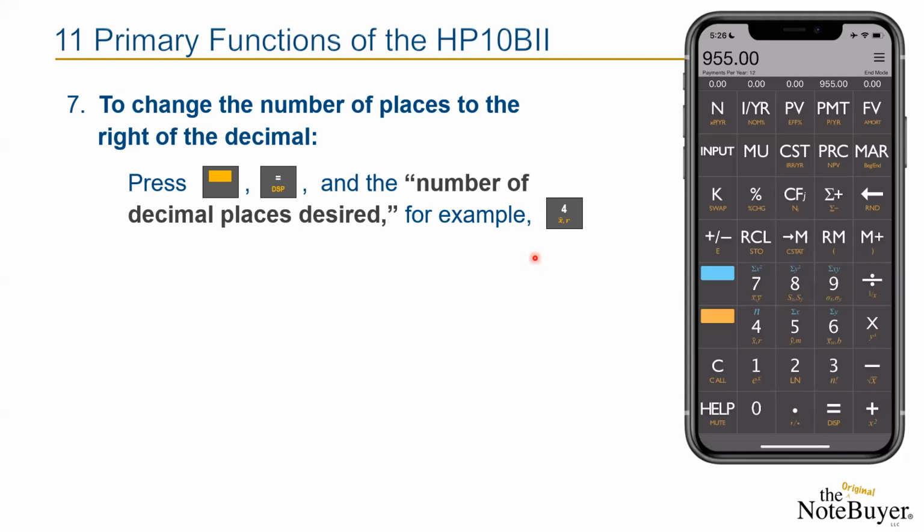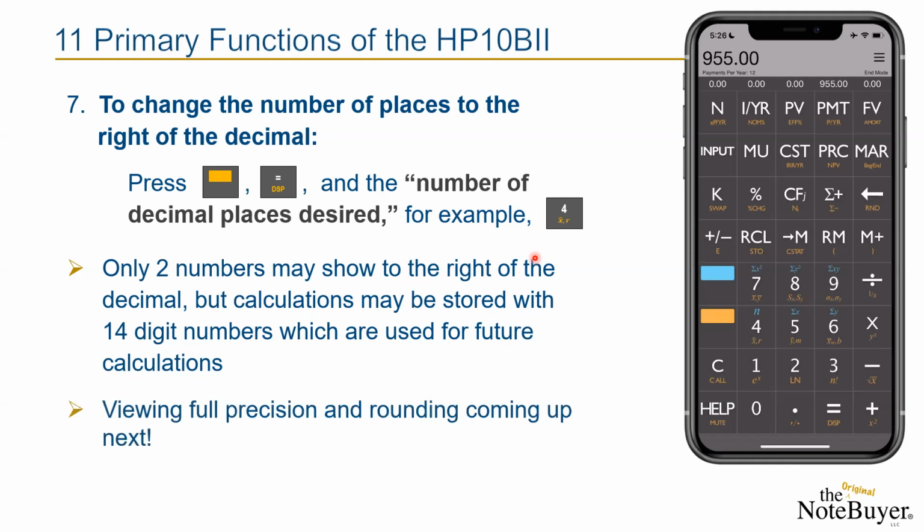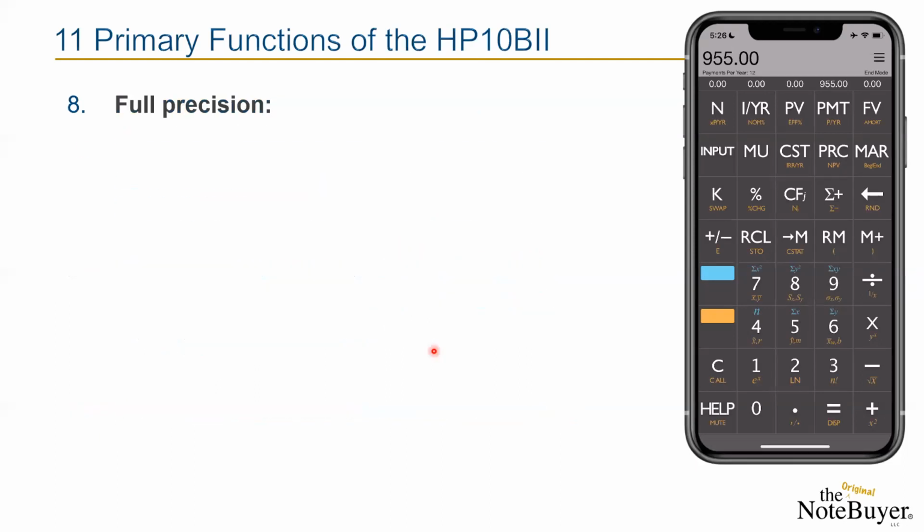You need to be aware that even though only 2 places to the right of the decimal are actually showing, there could be 14 numbers that the calculator could be using, but they're not on the display. Okay, so let me show you how that works. What you would need to do is view the full precision, and that's what we're going to cover next. So let me get to that one.